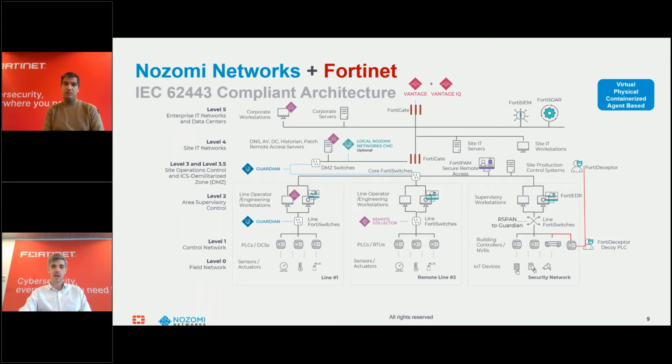And as you can see, the FortiGates are always positioned between the different levels of the Purdue model here. You can put switches in the lower levels as well, EDR on the workstations in the supervisory control, and then the FortiPAM in your DMZ zone. So that's, I would say, a high-level overview of an architecture that you could reach if you want to combine our strengths.